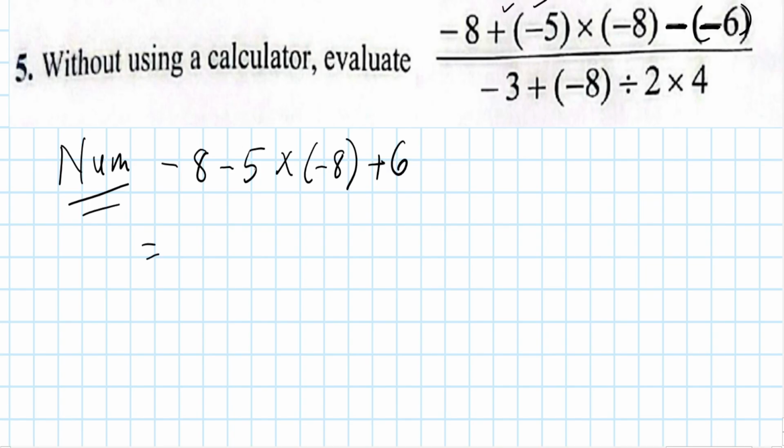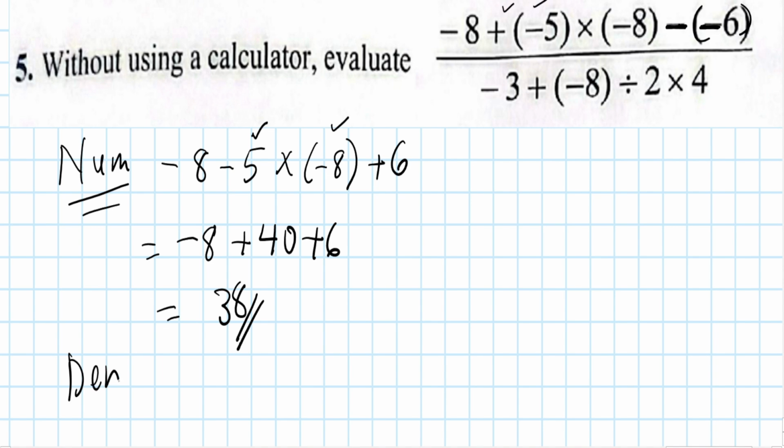Then let's go to multiplication because there's no division here. Minus 5 times minus 8 will give you plus 40, plus 6. Then addition, obviously: minus 8 plus 40 is 32. 32 plus 6 is 38. So that is your numerator.